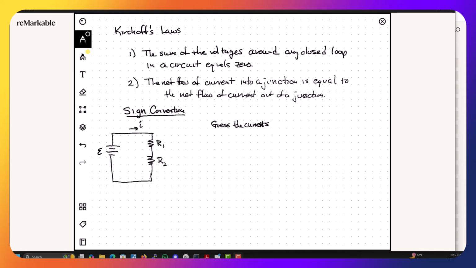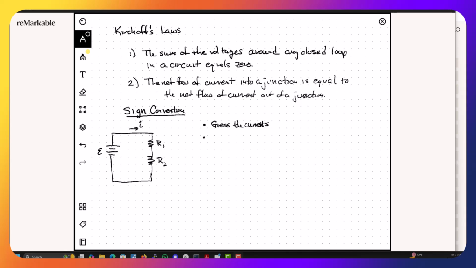If I guess the current direction and I calculate it and it comes out to be positive, that means it's flowing in the direction I guessed. If it comes out to be a negative current, it means it's flowing the opposite direction. So what matters is that you guess a current and you stick to the guess, not what the guess is. So guess the current, and in this case, there's only one current. In more complicated circuits, we'll have to label the currents.